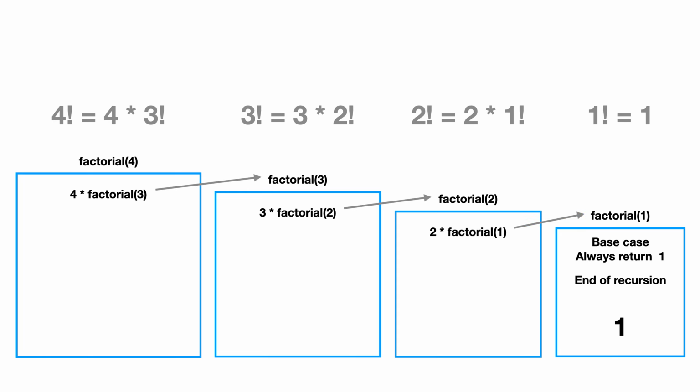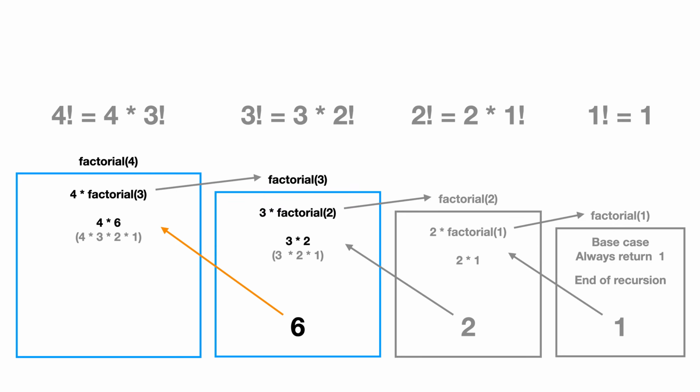So the base case returns 1, then we do 2 times 1 is 2, then we can return this up the chain. We do 3 times 2 is 6, then we return this up again, so now we've solved the subproblem for 3, and then finally we get back to our original call, we do 4 times 6, and we calculate the factorial to be 24.